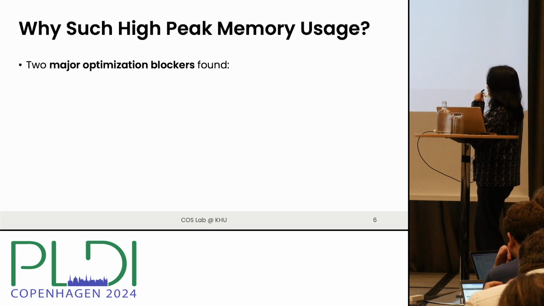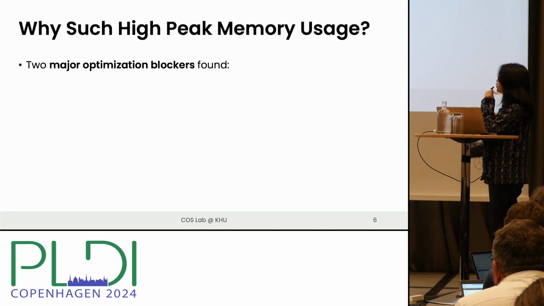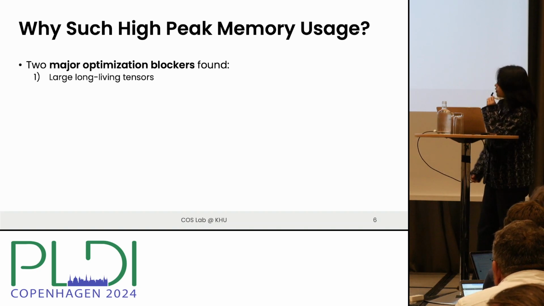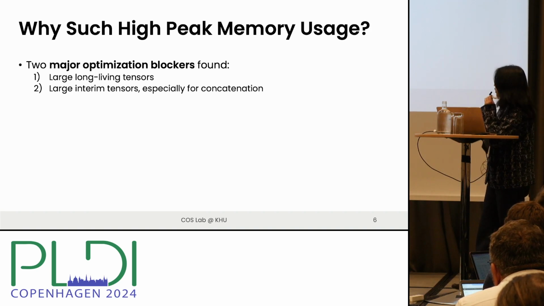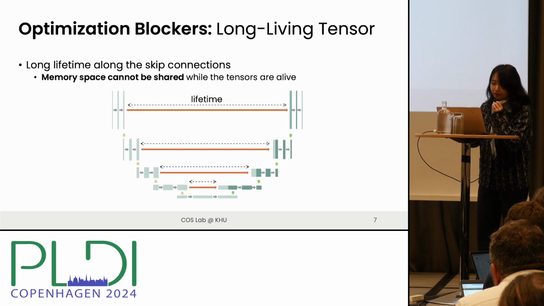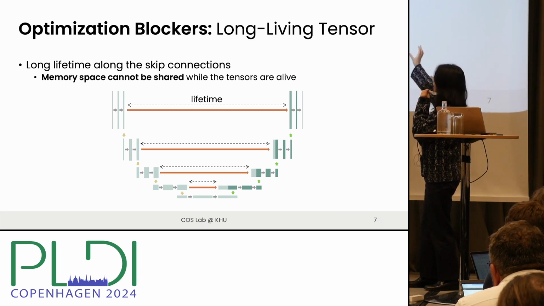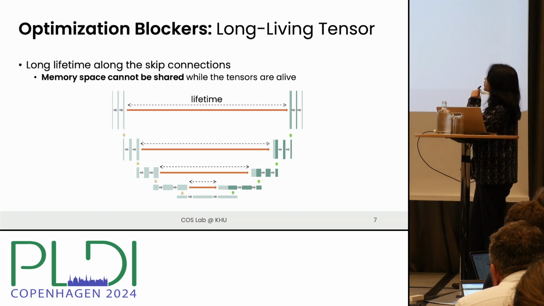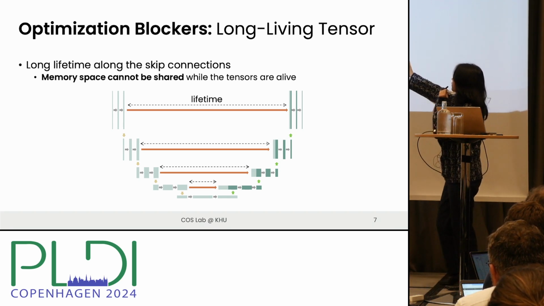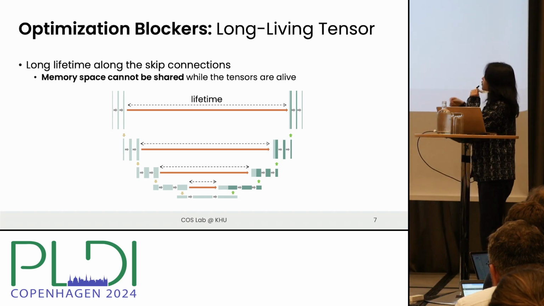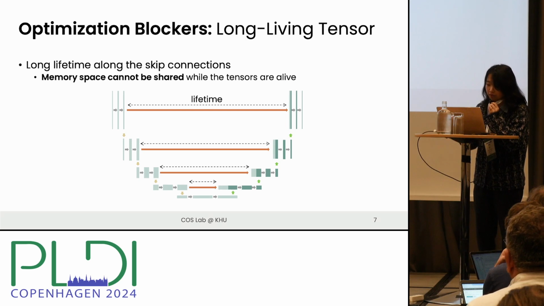So we investigated why the image segmentation models have such high peak memory usage and found 2 major optimization blockers. And then the first one is large long-living tensors. And the second one is large interim tensors, especially used for concatenation. So the first optimization blocker is long-living tensors, which have this long lifetime along the skip connections of the network. So since the memory space cannot be shared when the tensors are alive, these long-living tensors may contribute to the peak memory usage without being used for a long time.